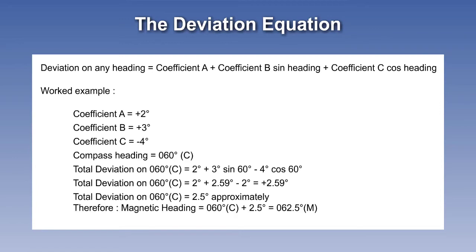If we approximate 2.59 degrees to, say, 2.5 degrees, and if the pilot is flying a compass heading of 060 degrees, the magnetic heading is actually 062.5 degrees magnetic. Note that the deviation is applied in the sense that it is the correction required to convert compass heading to magnetic heading. If deviation is positive, magnetic heading is greater than compass heading.